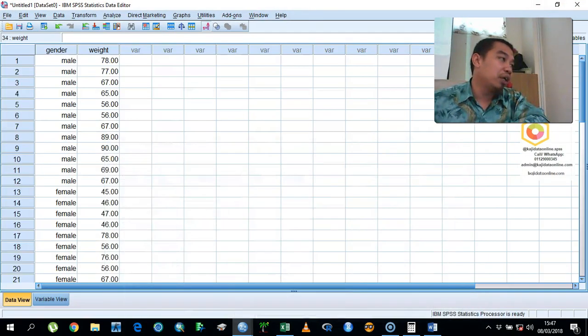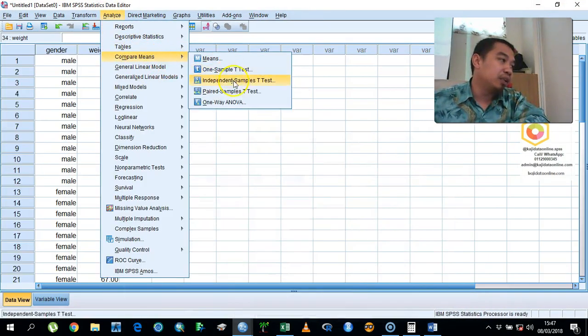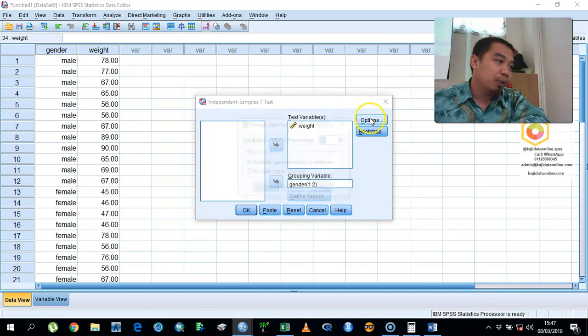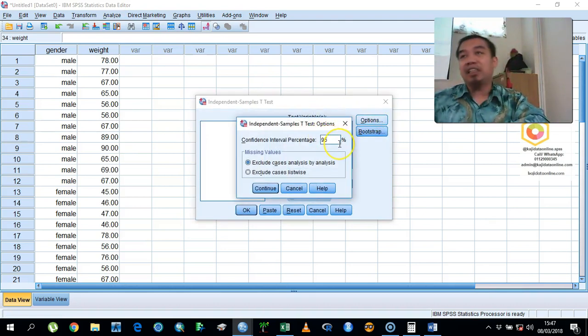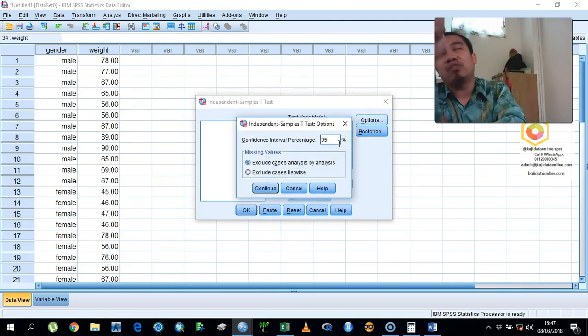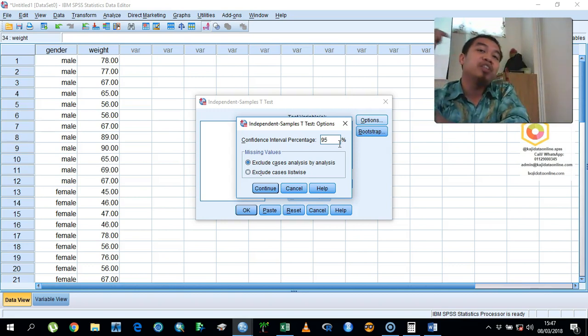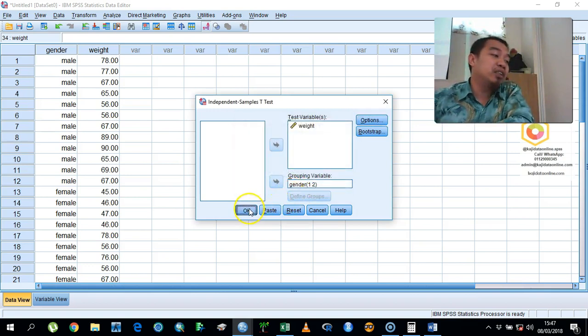Before I forget, another button that you need to consider is this one: Option. Then you see the confidence level percentage is 95. Why did I set it to 95? Because this is the default, 0.05 of alpha. If you want something more accurate, then you must increase the confidence level percentage, for example 99.99. That means your alpha is 0.001. Based on this, I make it the default.